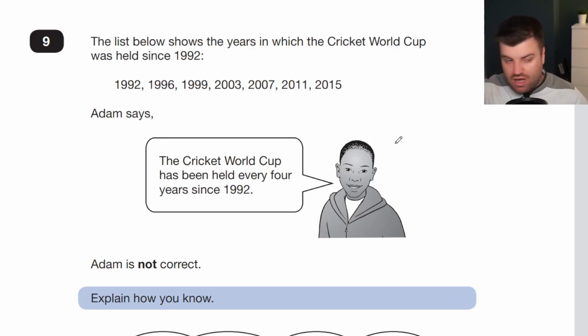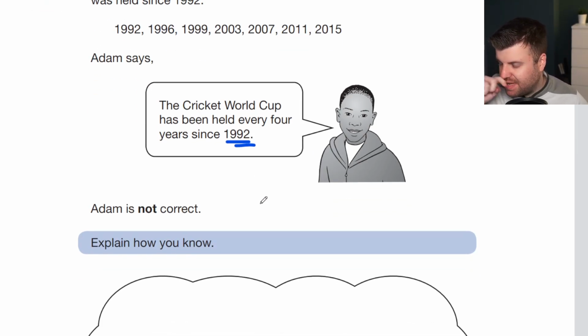Next question, question 9. The list below shows the years in which the Cricket World Cup was held since 1992. 92, 96, 99, 2003, 2007, 2011, 2015. Adam says the Cricket World Cup has been held every 4 years since 1992. Adam is not correct. Explain how you know.